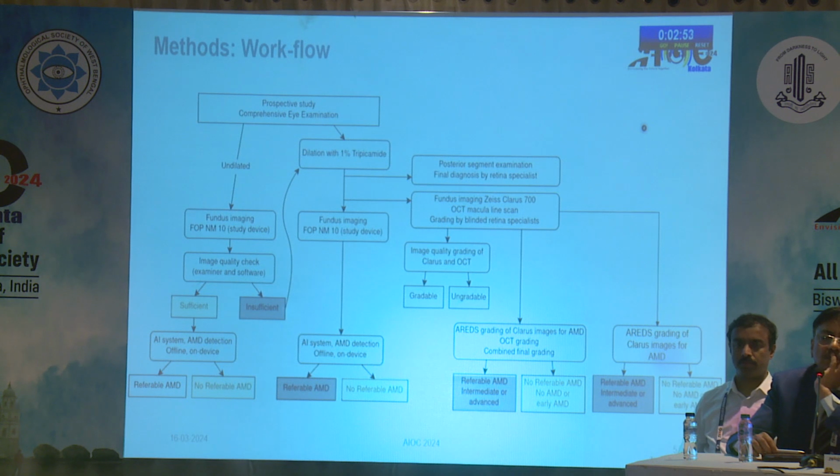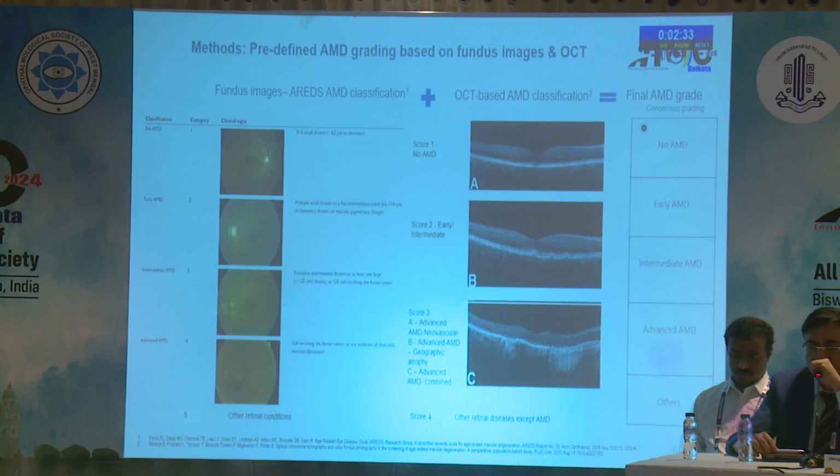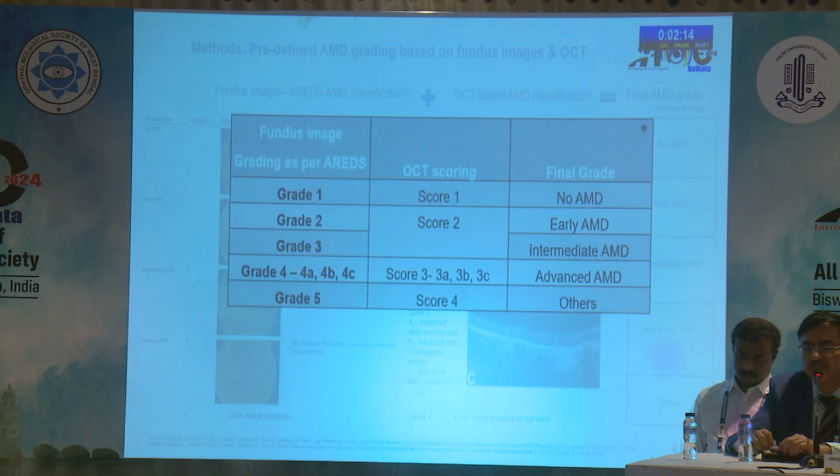All these patients also underwent detailed clinical dilated fundus examination, fundus photography with Clarus, and an OCT line scan. Then independently, 3 retina consultants in a blinded manner graded these images, and the combined grading using the OCT and the fundus picture was taken as the final gold standard against which the performance of the device was compared. This was the AREDS classification that we used: no AMD, early, intermediate and advanced AMD. The intermediate and advanced AMD were considered as referable AMD, and the earlier categories were considered as non-referable. Combining both the OCT and the fundus imaging, the consensus grading of the final AMD grading was arrived at using the same AREDS nomenclature.